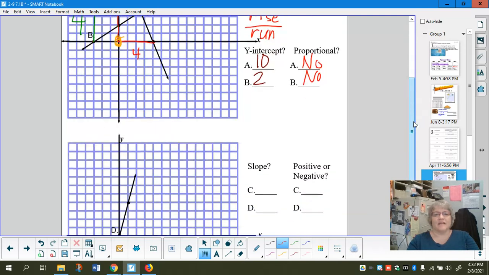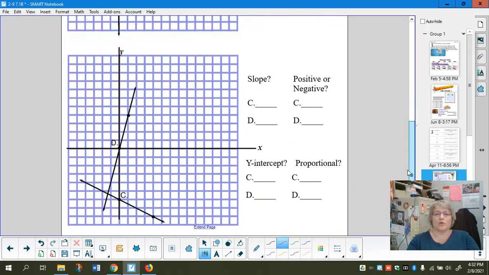Okay, next, slope, positive, negative, y-intercept, and whether they are proportional. So here I go. Letter C, I got this dot and this dot. Slope, rise over run. I'm going to rise by falling 2. It's negative 2. I think of a hot air balloon. I can either rise up in it or I can come down in it. And then I'm running 1, 2, 3, 4. So my slope is -2 over 4.